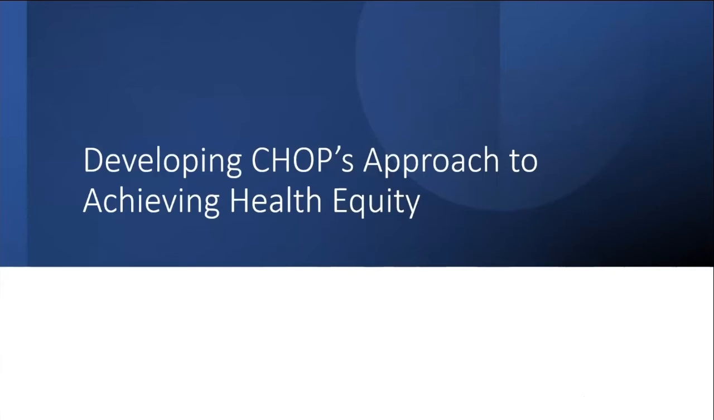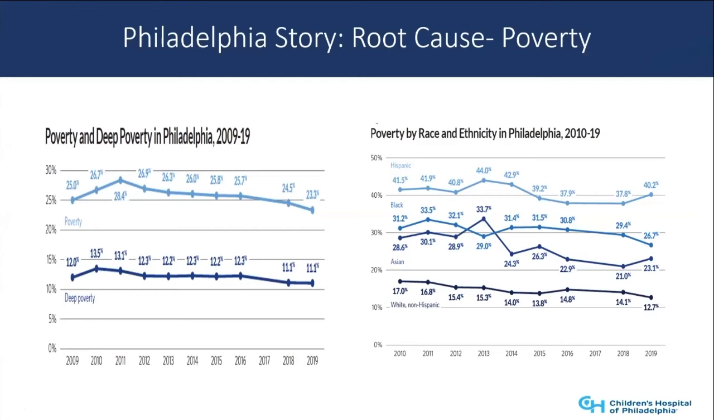Equity. And I wanted to now pivot to the Philadelphia story. So we want to first look at our root cause. And poverty is a big root cause of inequities in Philadelphia as well as other cities. And you can see in Philadelphia, 23% in 2019 suffered from poverty and 11% from deep poverty. And if you look at it by race and ethnicity, you see Hispanics were 3 to 4 times as likely to be poor, and Blacks about twice as likely to be poorer than white.